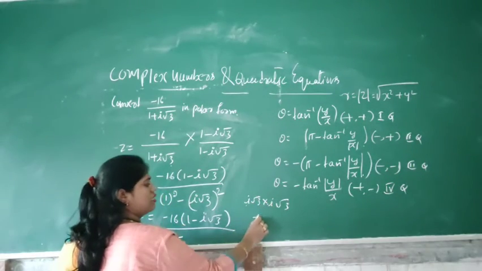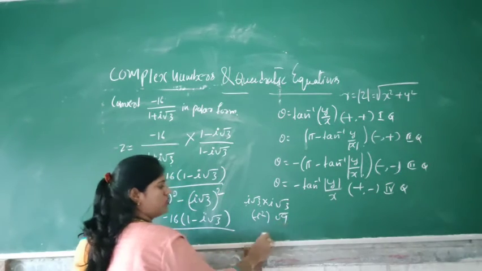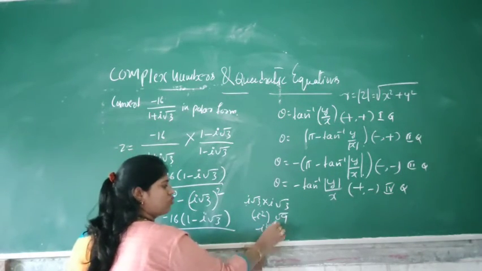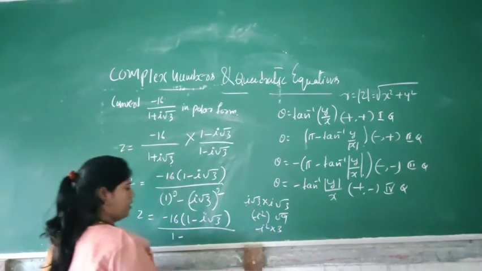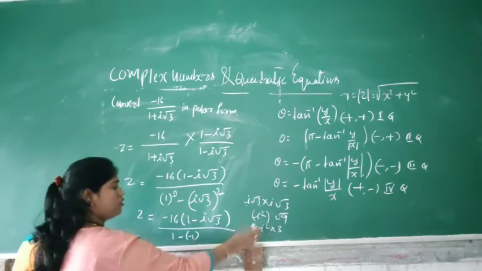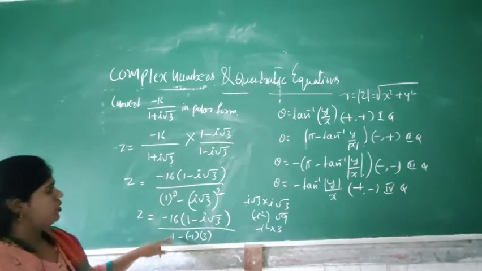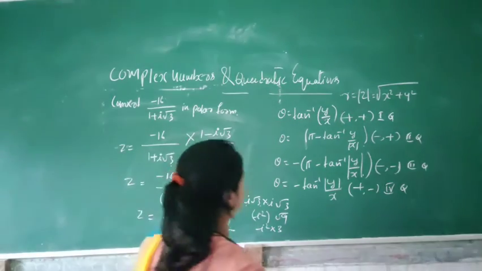I into i is i square. Root 3 into root 3 is root 9, which is 3. The i square value is minus 1. So this one is still here.